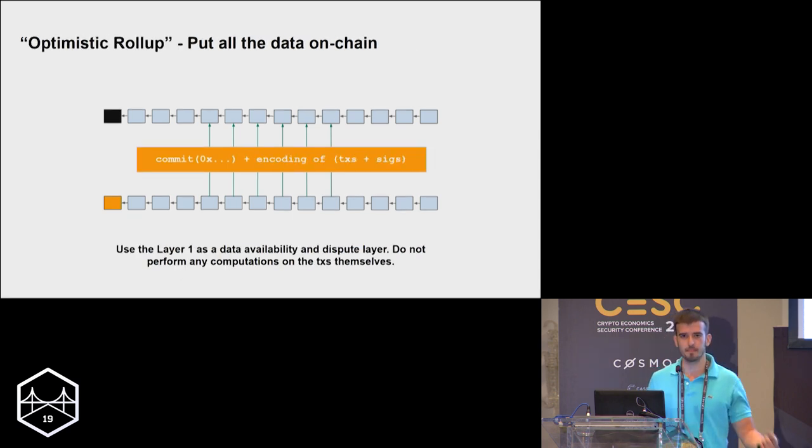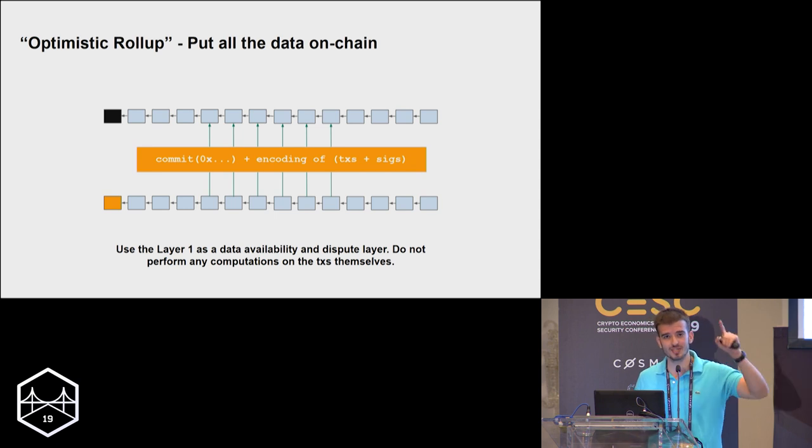Because you still have a synchrony assumption, but what if the state machine that you want to put on this system is too big to verify? It's the same idea as in the SPV proof and SNARK scenario, where the SPV proof for Litecoin, which is always used as an example, it's never used in real life, right?